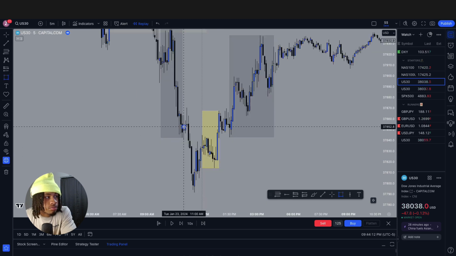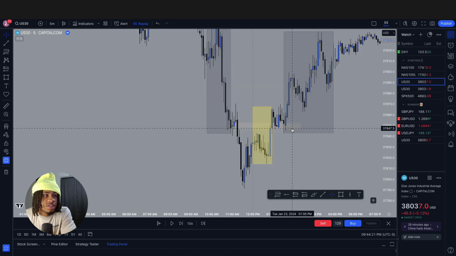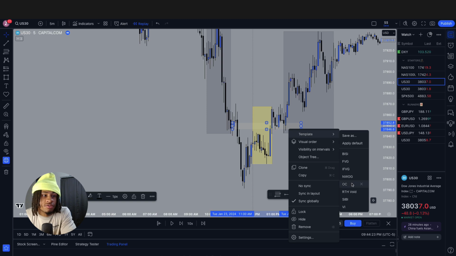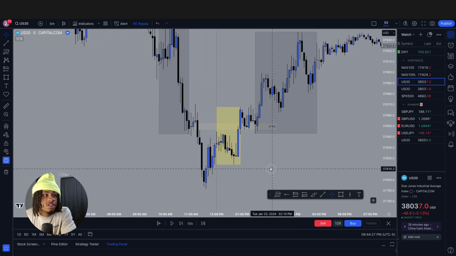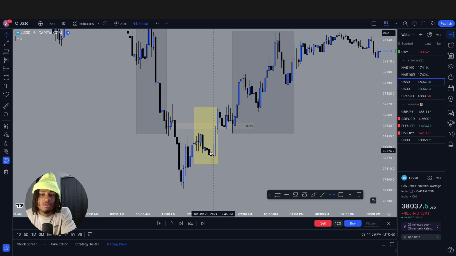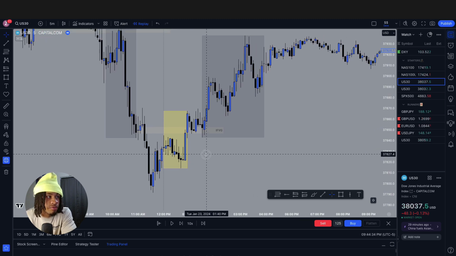Here we have a SIBI. This SIBI was not rebalanced at all. It was actually ran through by a BISI. We see price come and respect this inversion fair value gap as well. Now these inversion fair value gaps are powerful, especially when there's a SIBI and a BISI, or a BISI and a SIBI sitting on top of each other. They're very, very powerful. Okay, cool.